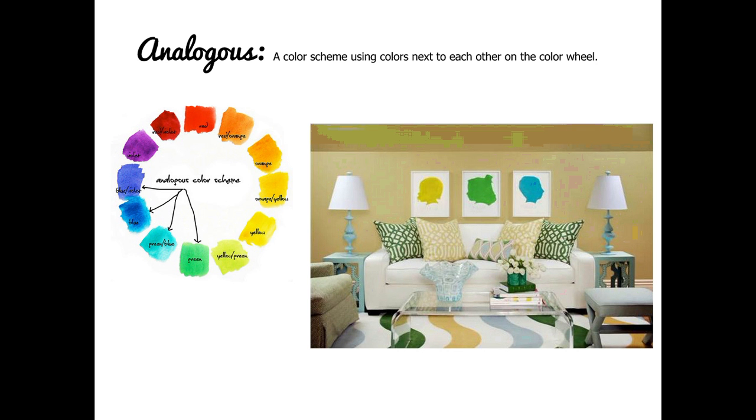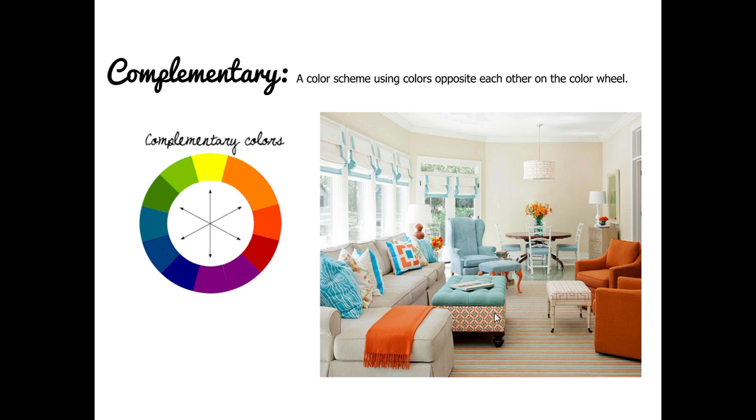Then there's analogous, which is a color scheme using the colors next to each other on the color wheel. It's usually a combination of 4 to 5 colors. In the specific one here, it's most of the blues and greens. Then in the picture, we've actually added the blues, greens, and yellows. You can kind of see that. Again, it's just the color popping.